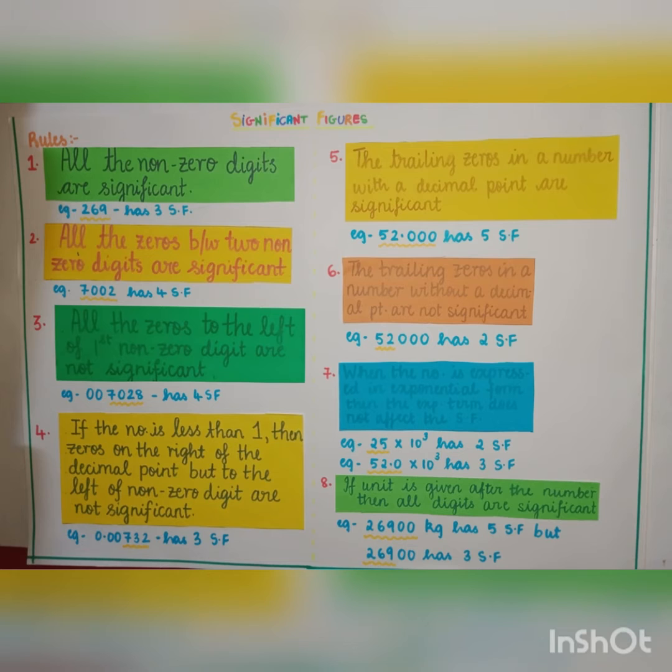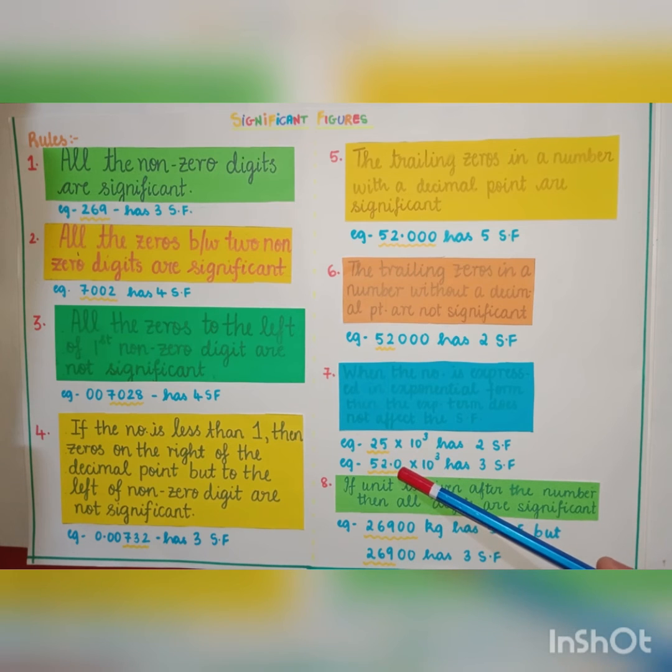So now let's move on to rule number 7. It says that when the number is expressed in the form of exponentials, then the exponential term does not affect the significant figures. Let us take an example. A number is 52 multiplied by 10 raised to the power 3. According to rule number 1, we know that 2 and 5 are non-zero digits and hence they will be counted significant. But according to this rule, since this 10 is raised to the exponential 3, it will not be considered significant. Therefore, in this first example, it has only two significant figures, which is 2 and 5.